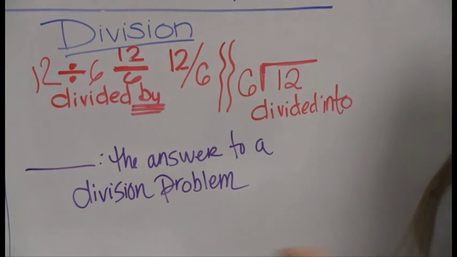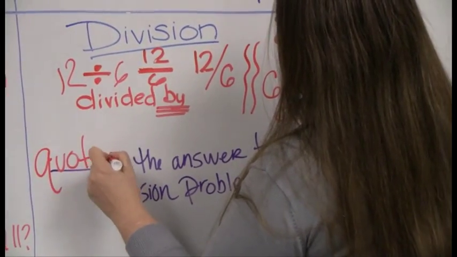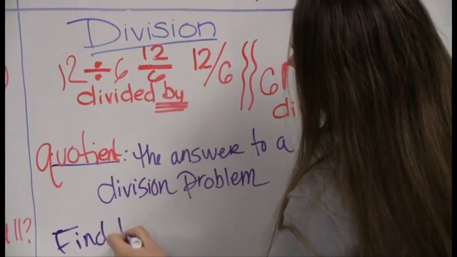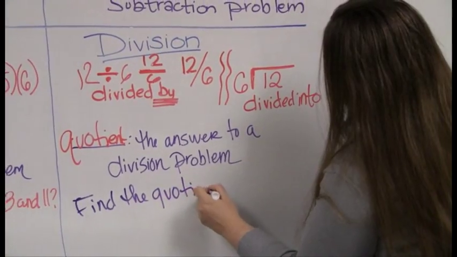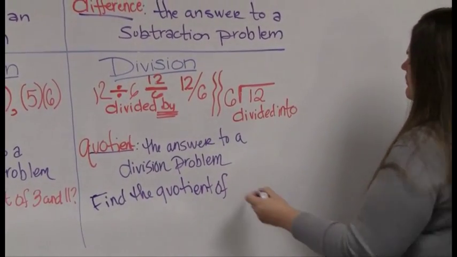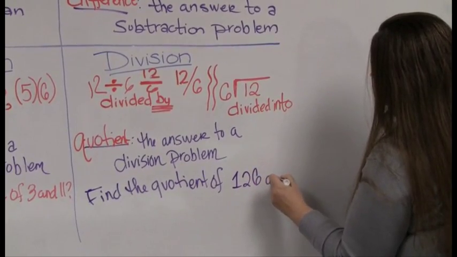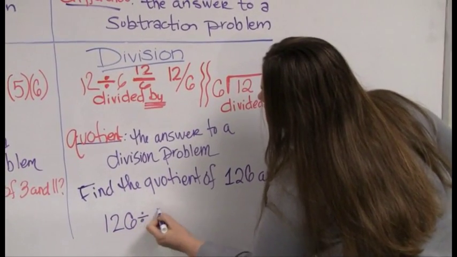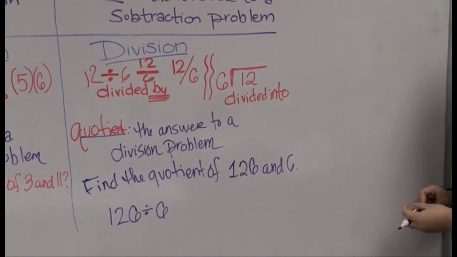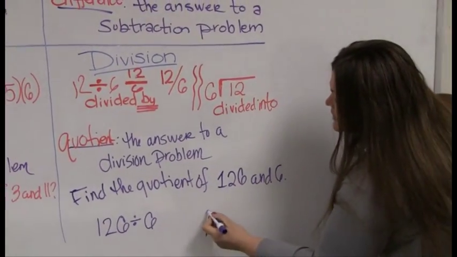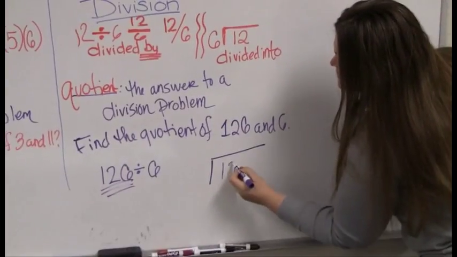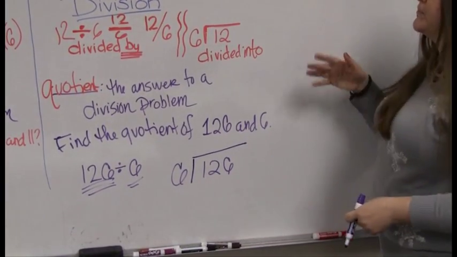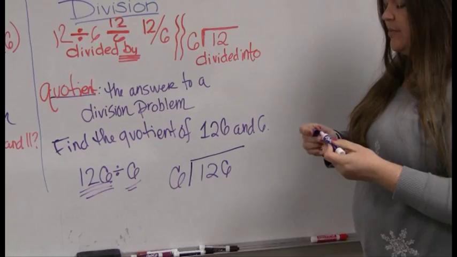And the answer to a division problem is called a quotient. So if I ask you to find the quotient of 126 and 6, I'm actually asking you to take 126 and divide by 6. And once again, if I needed to use that long division house, I would need to switch the order. The first number would come inside the house. The second number would come knocking. That's 6 into 126. And I will teach you to do this problem a little bit later.